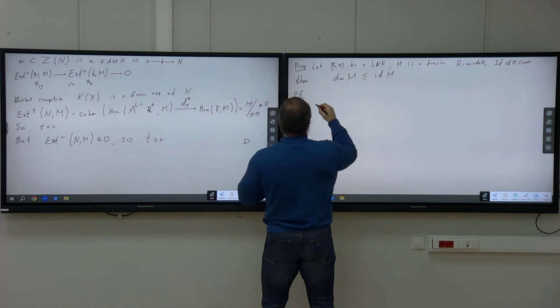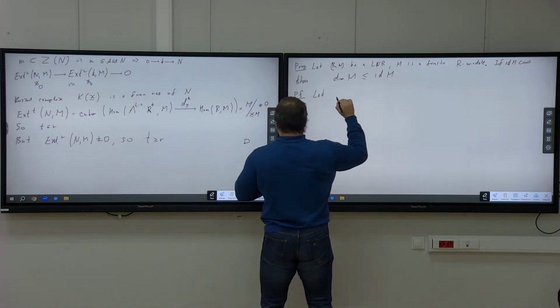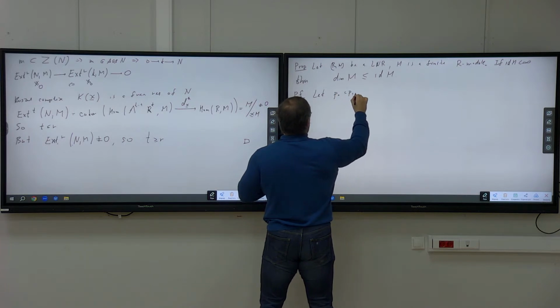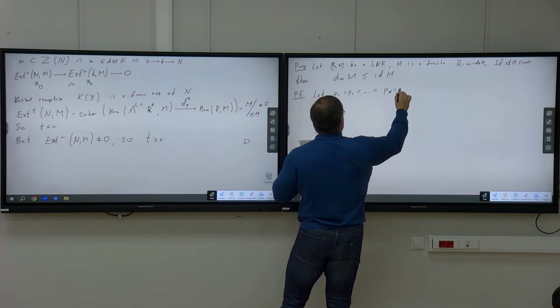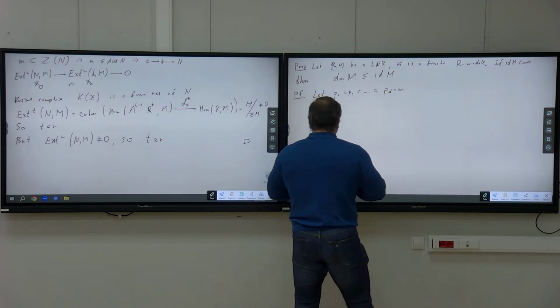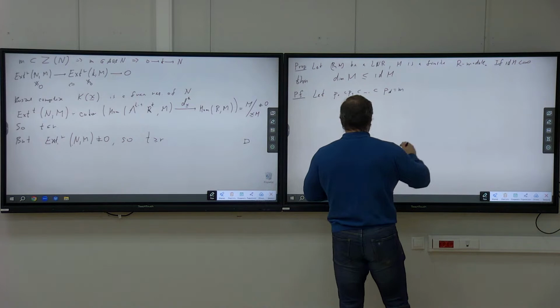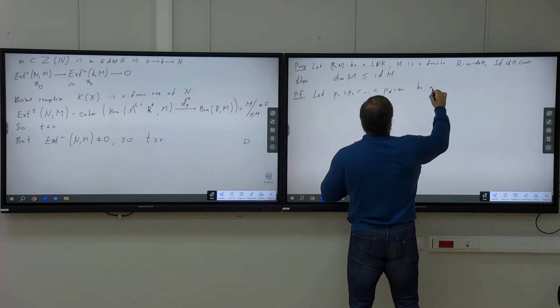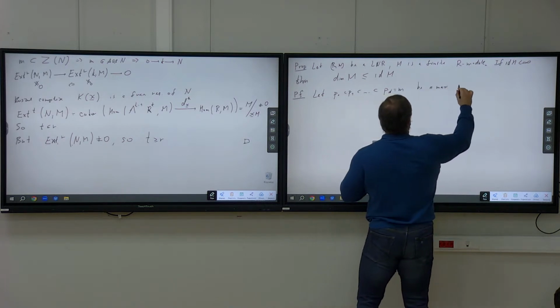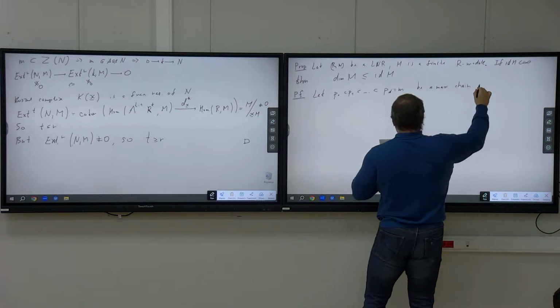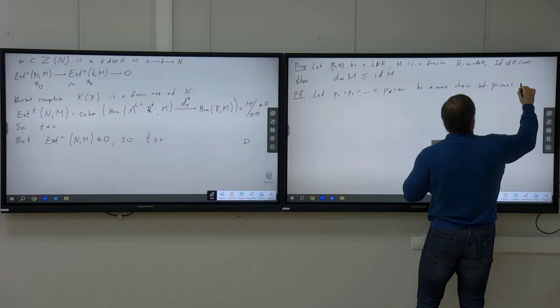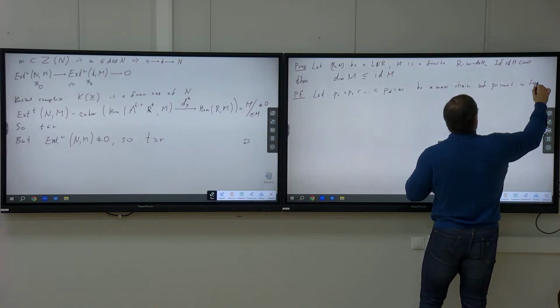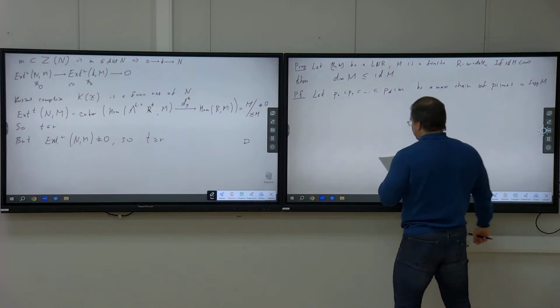Okay, let P0, P1 up to Pd, which is equal to M, be a maximal chain of primes in the support of M.